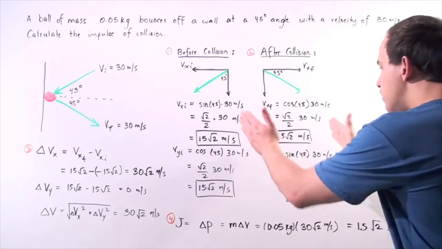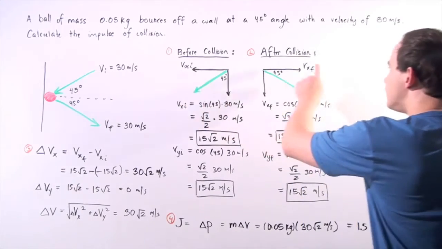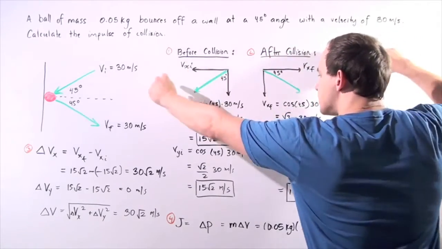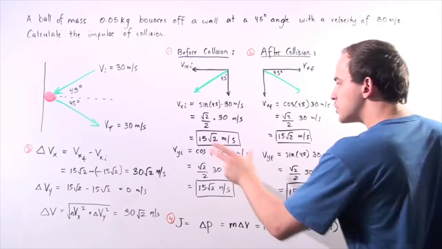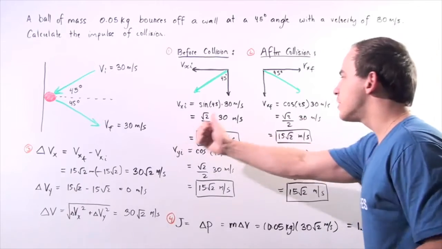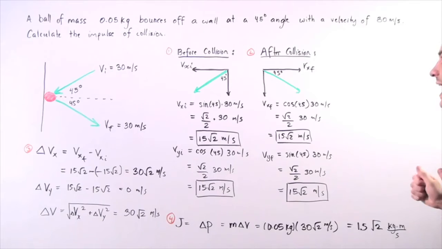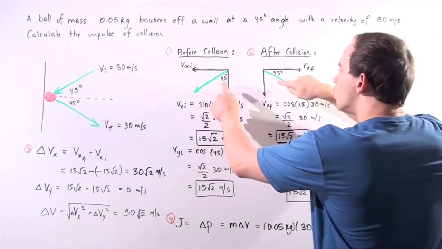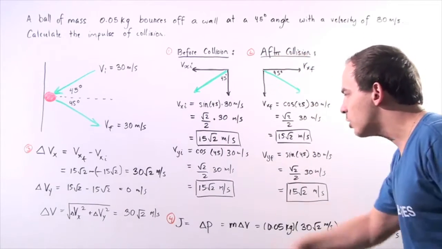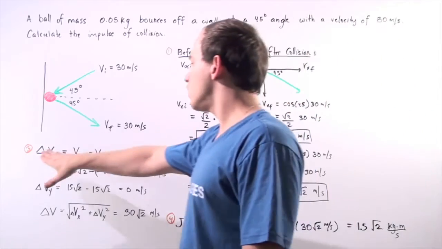Now notice our magnitudes are identical, but for the x component vector before and after collision, our directions are opposite. So that means if we choose this to be negative, this must be positive. So we choose going this way to be positive and going this way along the x-axis to be negative. And notice our two y component vectors point in the same direction. So we choose going downward to be positive, going upward to be negative. So, now we go to step 3.